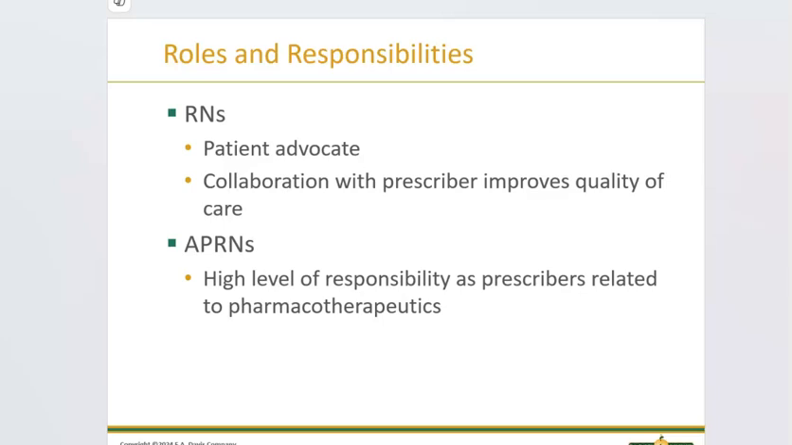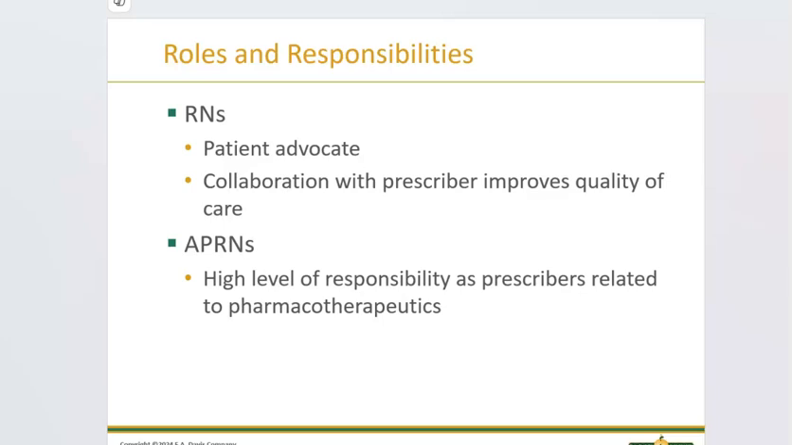As the RN at the bedside, you know that the RN functions as a patient advocate, and that they can collaborate with the prescribers to improve the quality of care. We know as nurses ourselves that we can provide valuable insight because we're with the patient oftentimes for 12 hours, 3 days in a row. So we do have values and information to bring to the table.